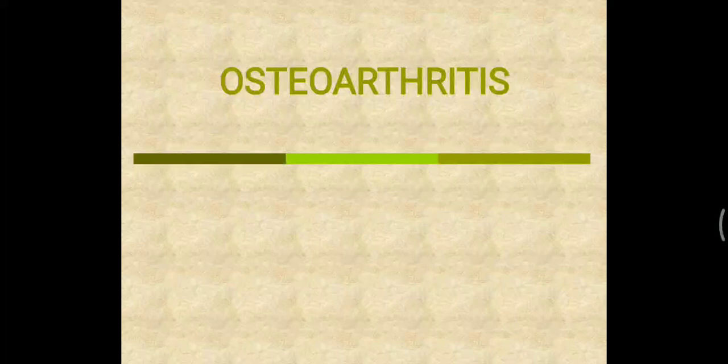So today we are going to study about osteoarthritis. Arthritis means joint plus itis, which means inflammation. So it is basically an inflammation of the joint which is caused by some degenerative changes. Okay, so arthritis is classified into three parts: osteoarthritis, rheumatoid arthritis, and another is metabolic arthritis. So today we are going to study about osteoarthritis.